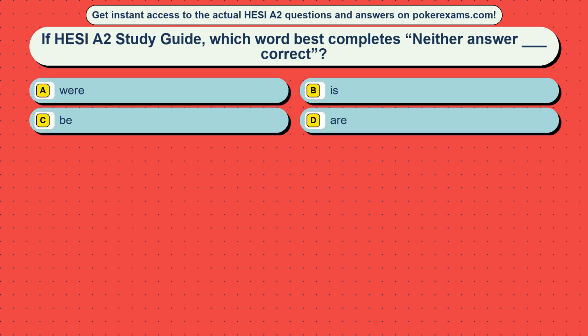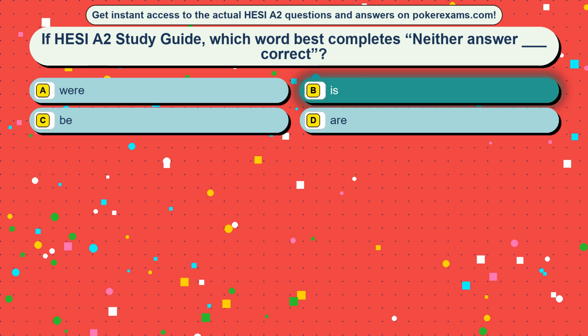Question 10. If HESI A2 Study Guide, which word best completes neither answer blank correct? Option A, were. Option B, is. Option C, be. Option D, are. The correct answer is option B, is.